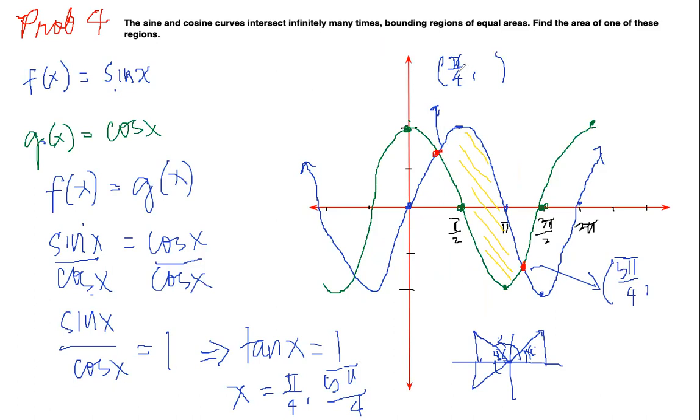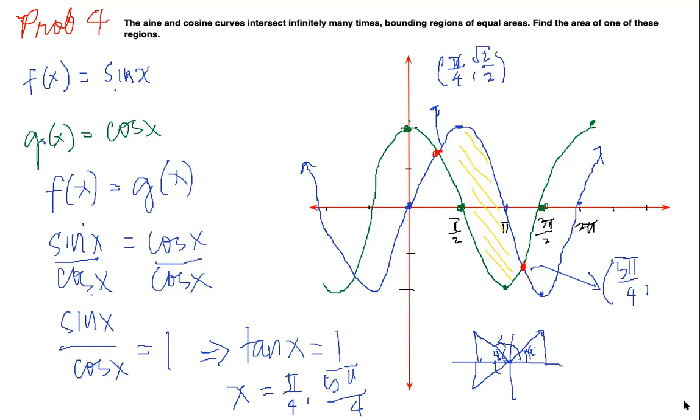If it's pi over 4, what is sine pi over 4? Sine pi over 4 is equal to what? So square root of 2 over 2, right? Square root of 2 over 2. Okay, if I'm not mistaken.